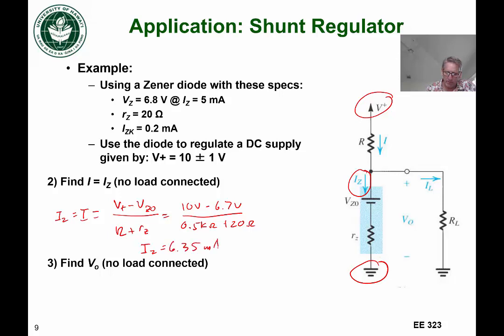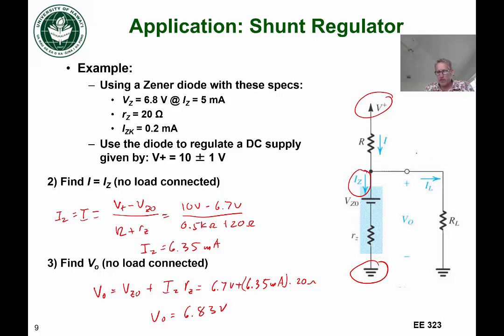So if we do that, we can solve for IZ, and that's equal to 6.35 milliamps. And with that, we can determine what the output voltage is with no load connected, right? So this is essentially like an iteration here. We can say V out is equal to VZ0 plus IZRZ, which is equal to 6.7 volts plus 6.35 milliamps times 20 ohms. And that gets us to VO is equal to 6.83 volts.